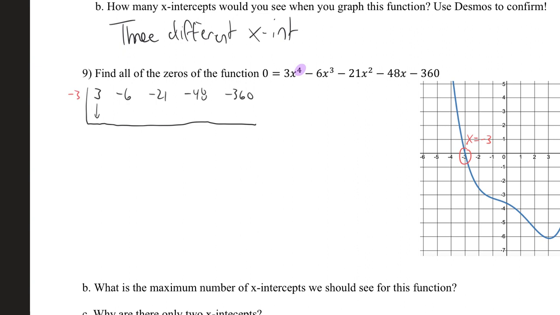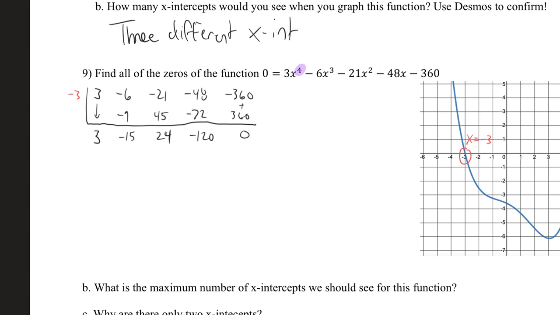Don't change the sign. 3 comes down. Negative 3 times 3 is negative 9. Add, get negative 15. Multiply, get positive 45. Add, get 24. Multiply, get negative 72. Add that, we get negative 120. Multiply, get positive 360. That's good.